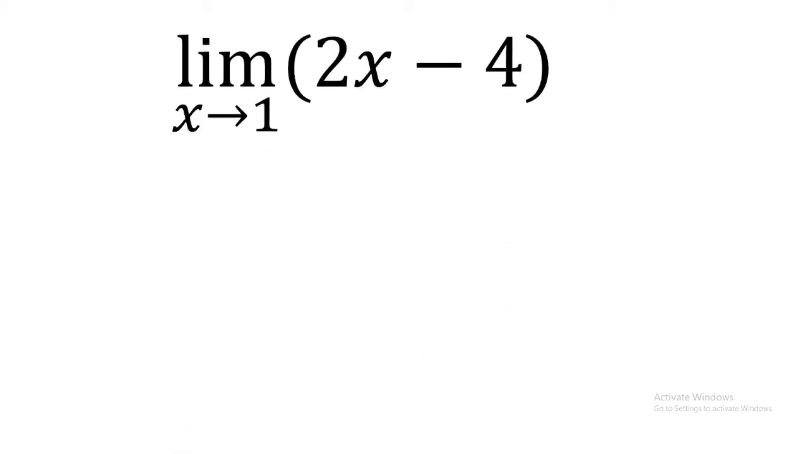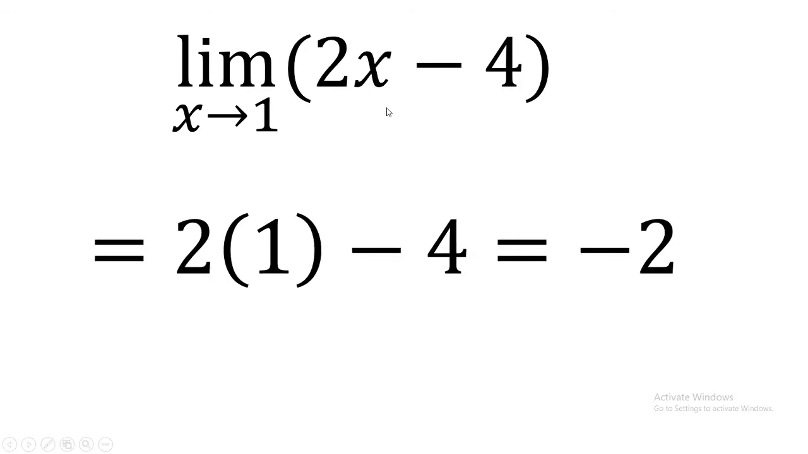The first example: we want to find the limit of 2x minus 4 as x tends to 1. All we need to do is substitute x as 1 into that function. If we substitute x as 1 here, we get 2 times 1 minus 4, which gives us minus 2, and that's the limit. So in this case we say the limit exists because we are actually getting a value.